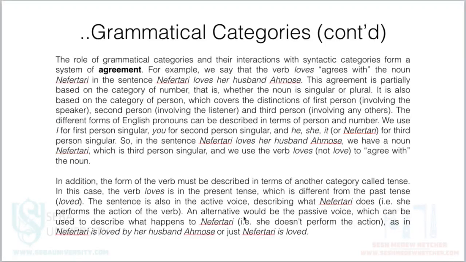An alternative would be the passive voice, which can be used to describe what happens to Nefertari. That is, she doesn't perform the action. So as in, Nefertari is loved by her husband Ahmos, or just Nefertari is loved. So you see there Nefertari is not performing the action. The action is being performed on her. She is loved by her husband Ahmos. That's the difference between active and passive voice. So remember, voice is a grammatical category for verbs.